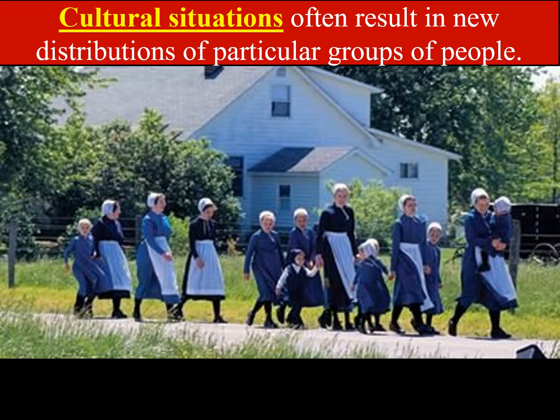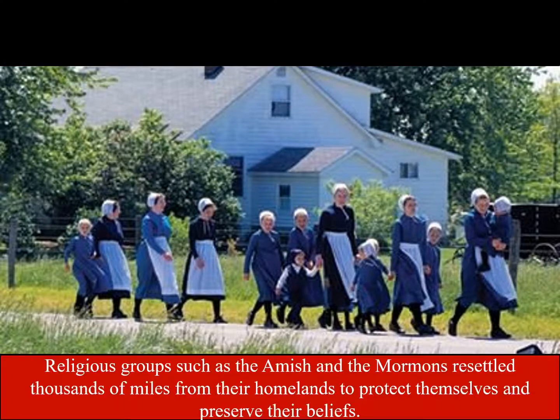Cultural situations often result in new distributions of particular groups of people. Religious groups such as the Amish and the Mormons resettled thousands of miles from their homelands to protect themselves and preserve their beliefs. The Amish originate in Europe, specifically in Germany and in Switzerland, but they moved to North America because they were facing religious persecution. The Mormons actually started in North America in New York, but they moved to Utah to escape religious persecution.